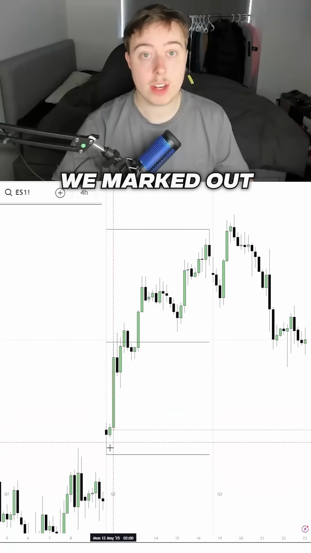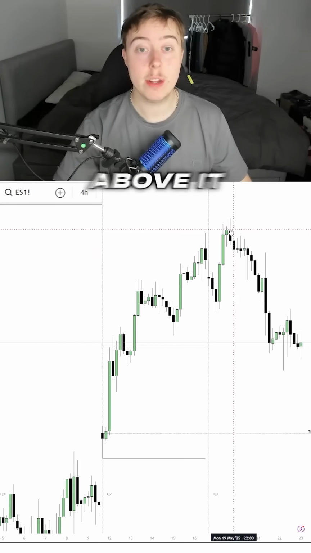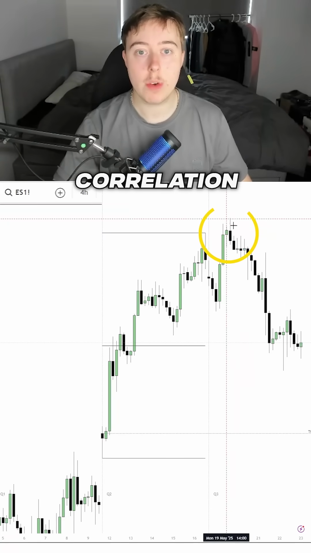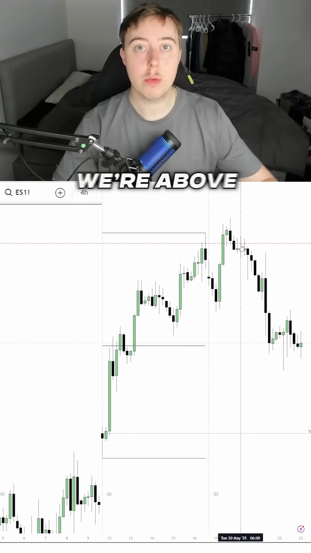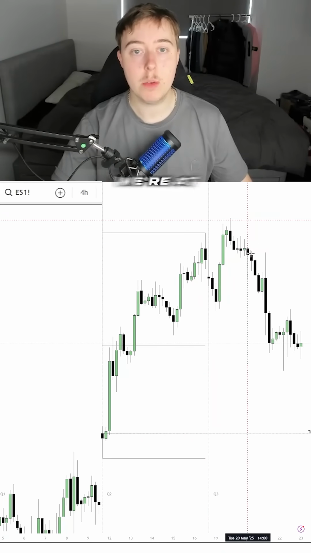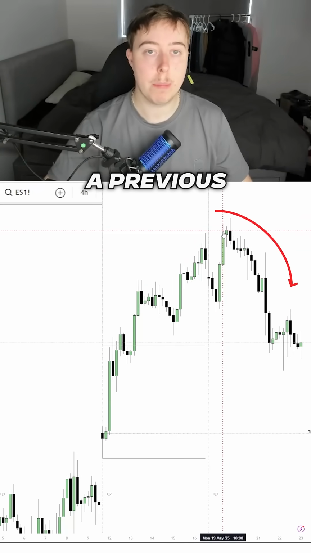As you can see, we've marked out our previous week range, which is of course Q2. Price then trades above it. We then form a cracking correlation on the lower time frame above the previous week high, because once we're above the previous week's high, this means we're at an extreme premium. So very likely for price to reverse when we're above a previous X high.